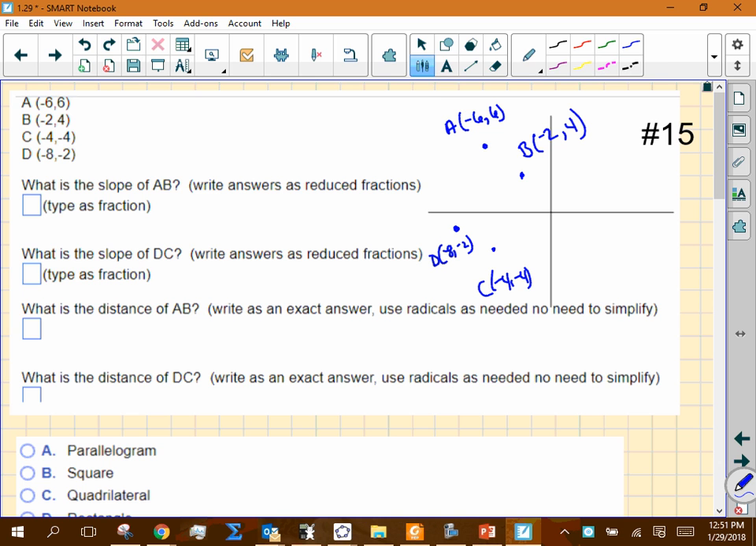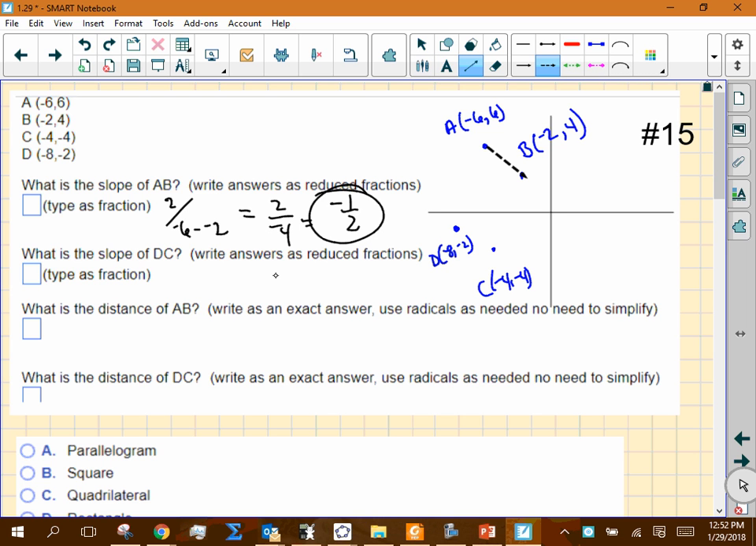But now it just says, what's the slope of AB? So if I want to find the slope of that segment right there, 6 minus 4 gives me 2, right? And then negative 6 minus negative 2 gives me negative 4, right? So this thing reduces to negative 1/2, and that's what we're looking for. Okay. Now I'll find the slope of DC. So the slope of DC is negative 2 minus negative 4 on top, and then negative 8 minus negative 4 on the bottom.